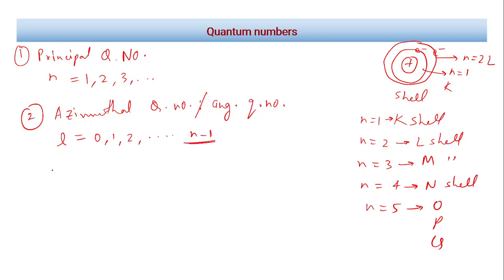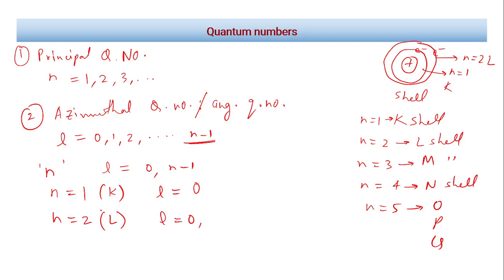What I mean by n minus 1 is that for any n shell, l will have values from 0 to n minus 1. That means for n is equal to 1, that is the K shell, l or the angular momentum quantum number will have value 0. n minus 1 means 0, so only 0. Okay. n is equal to 2, which is our L shell, the second shell. n is equal to 2, that means l can have value 0, and n minus 1 means 2 minus 1, which is 1.